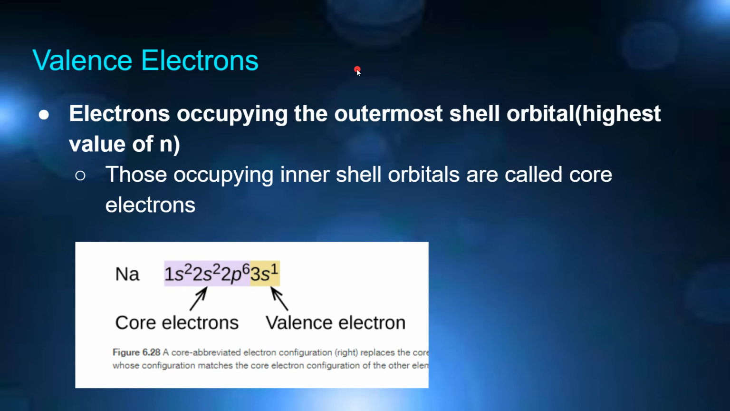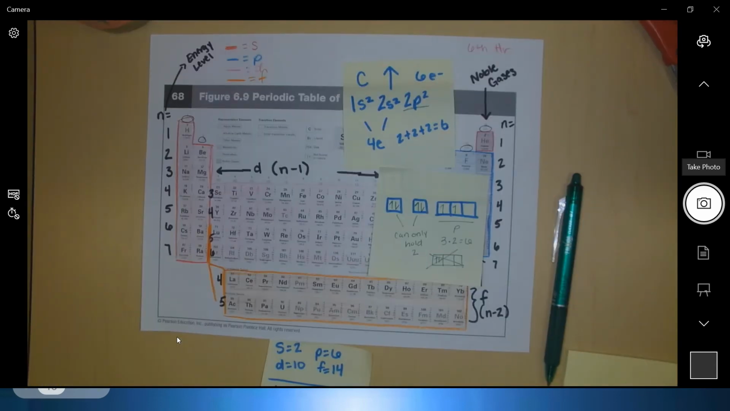Electron configuration helps us to understand what are known as valence electrons. Valence electrons are electrons that occupy the outermost shell, the highest energy level, or the highest value of N. Those occupying inner shell orbitals are called core electrons. As you can see for sodium, we're going to do the electron configuration together right now, and then we're going to come back to this and I'll show you the difference between the core and the valence electrons. So let me pull up my camera again, and we're going to zoom in.